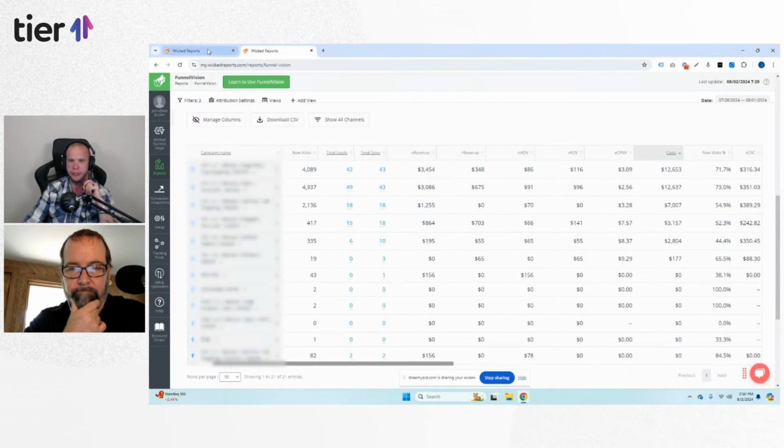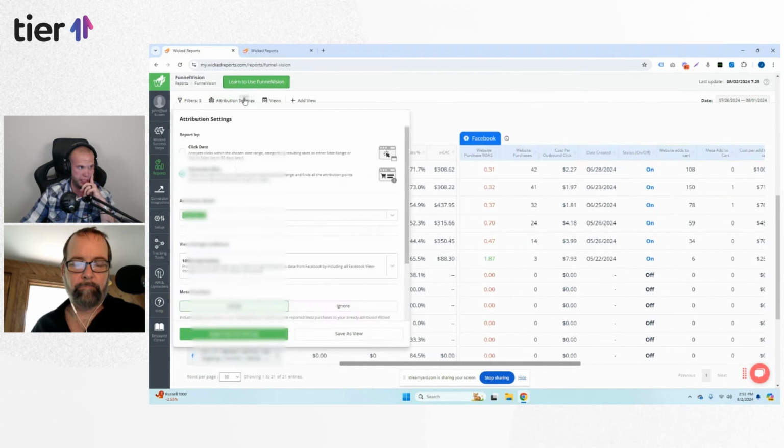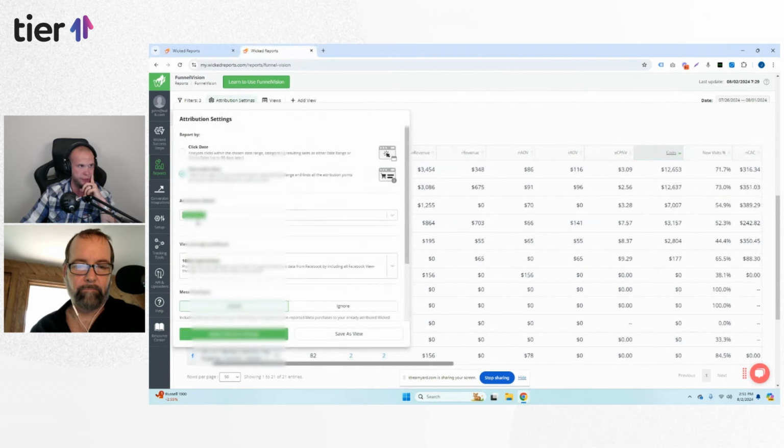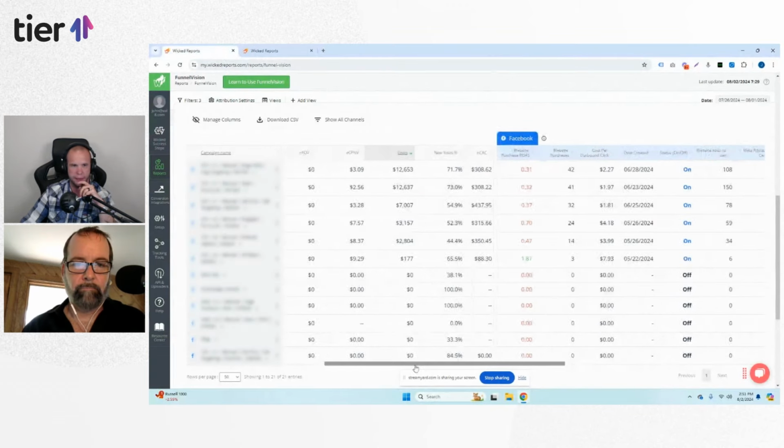What is actually driving some incremental value? I have two of these actually pulled up at the same time because I'm going to share with you also the difference between the first click attribution of one and then the last click attribution of one, because now we're going to look at, okay, if it's half warm traffic, what's actually going on.